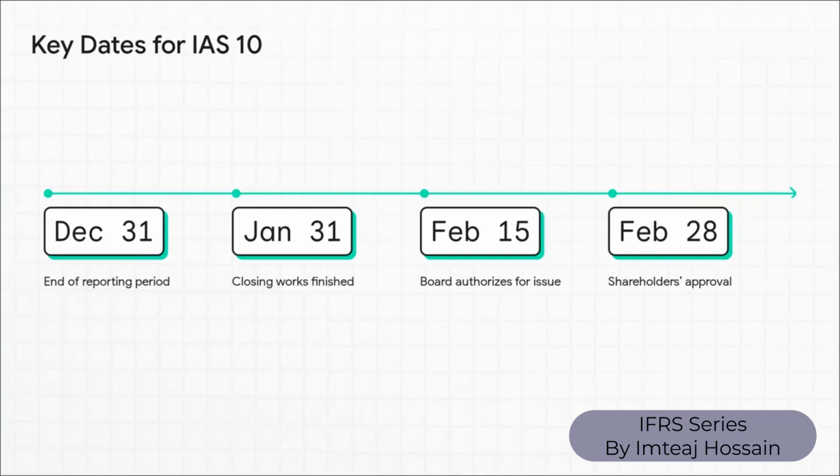So the clock for this limbo period starts ticking right at the end of the reporting period, let's say December 31st. It keeps on ticking while the accountants are busy finalizing everything, and the period officially ends on the date the financial statements are authorized for issue. In our example here, that's February 15th. Any major event that happens between those two dates, well, that falls under the rules of IAS 10.